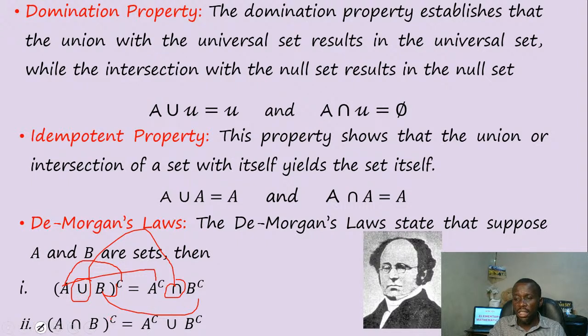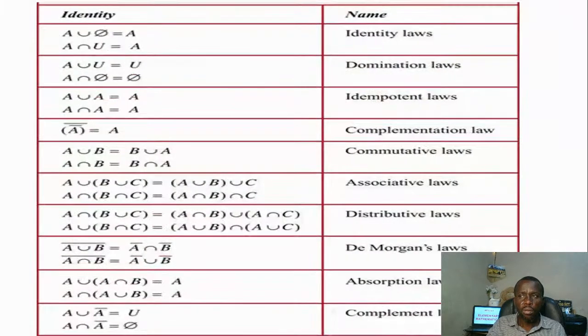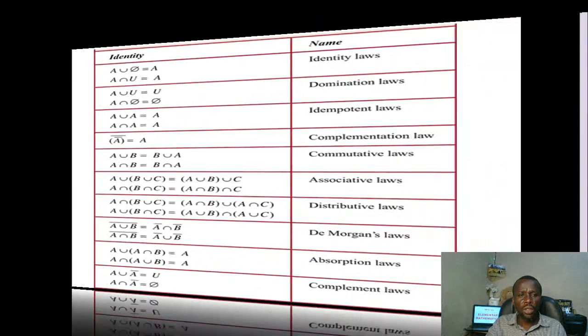Likewise, in the other one, when the complement is distributed to A, which is A complement, and also the complement is distributed on B, which is B complement, you can see that this intersection here changed to union here. So it's totally different. That's for De Morgan. So we have some identity and names, like identity law, domination laws, idempotent, and so on. Just laws, like what I just explained.